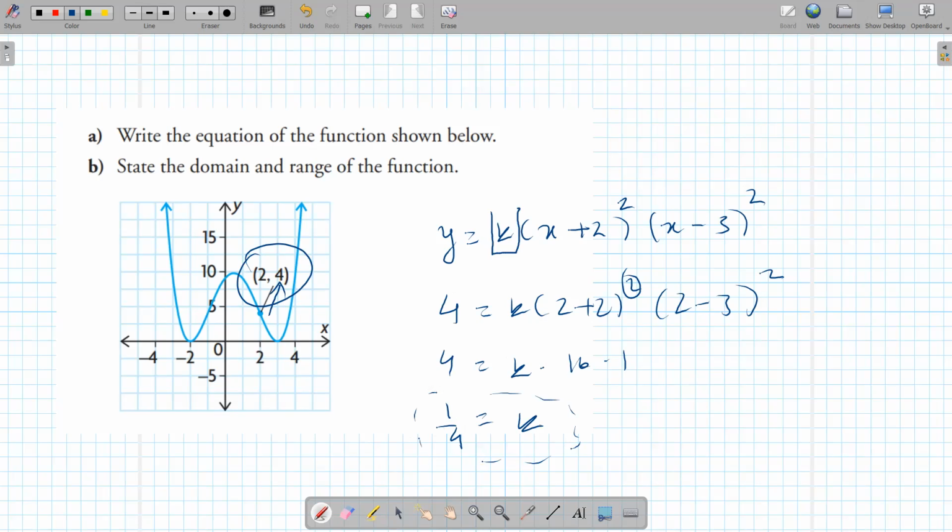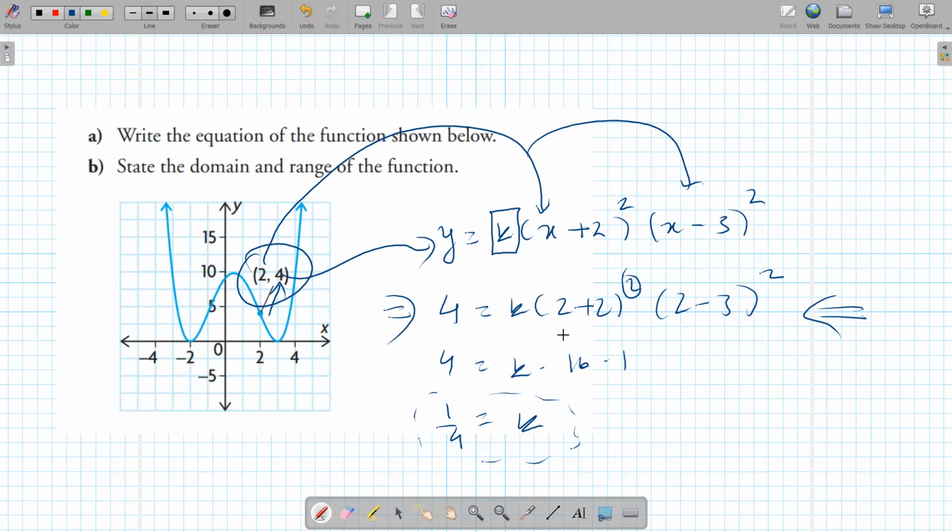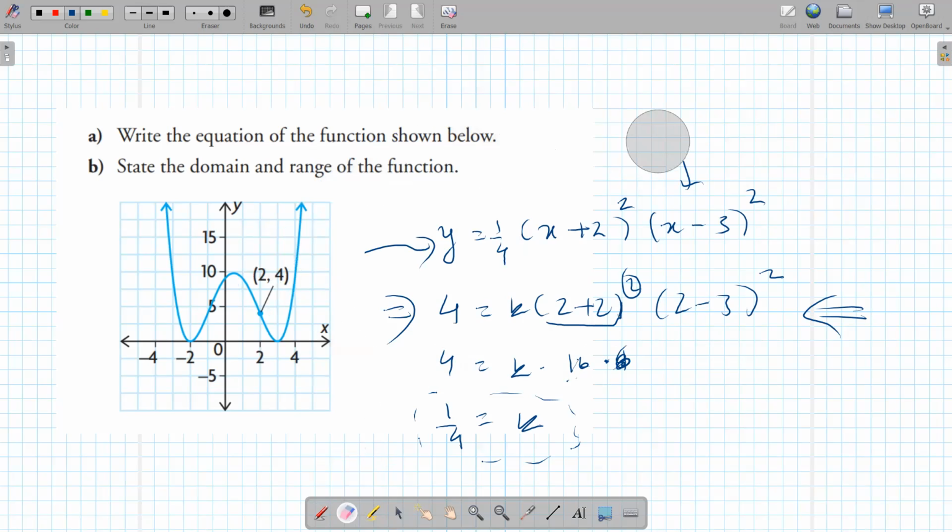To find the leading coefficient, you just plug in a point, right? Here, last question, we had the y-intercept when x was 0. But here, they've given us a point. We don't know what the y-intercept is. So we just plug 2 as x, like we did in this step, and plug 4 as y. And then just go from there, right? So 2 plus 2, 4. 4 squared, 16. 2 minus 3, negative 1. Negative 1 squared is 1. And then you divide both sides by 16, you get 1/4, or 0.25. So therefore, the equation of this function is, we'll just replace this k with 1 over 4, and you are done. State the domain and range of this function.